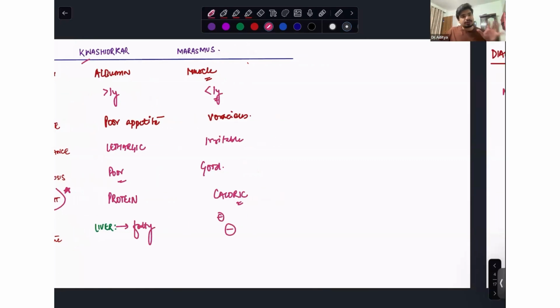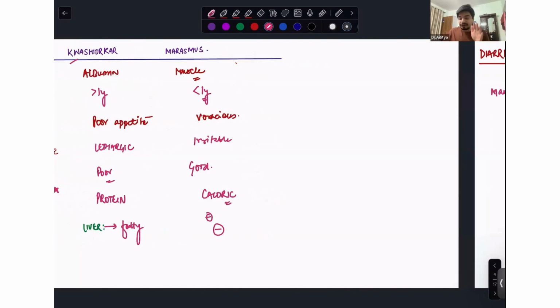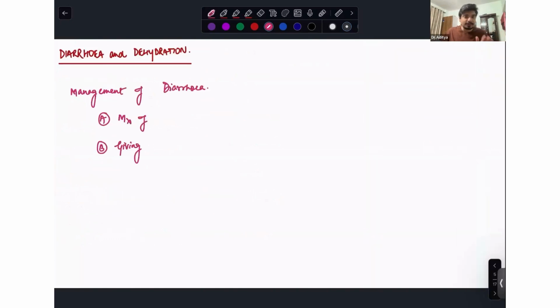The next thing I'm going to discuss, so we have discussed Kwashiorkor and marasmus, a really important topic. The next thing that I'm going to discuss is diarrhea and dehydration, particularly the management of diarrhea. Again, a very small topic, IMNCI management of diarrhea, but multiple.